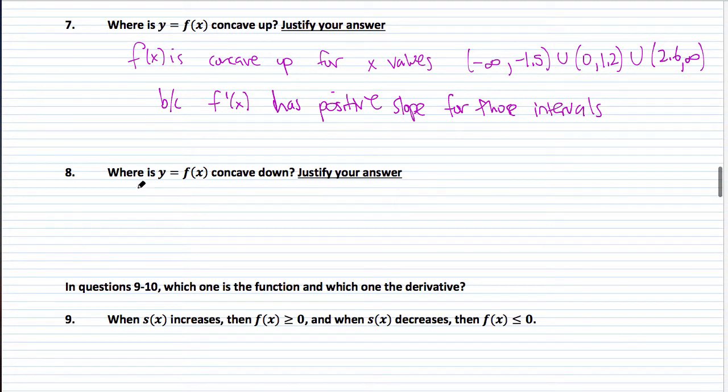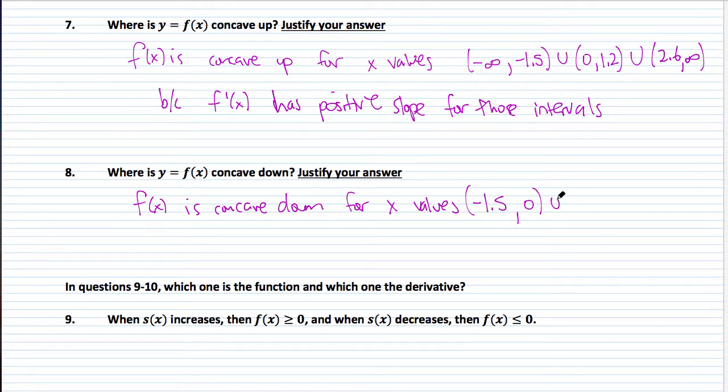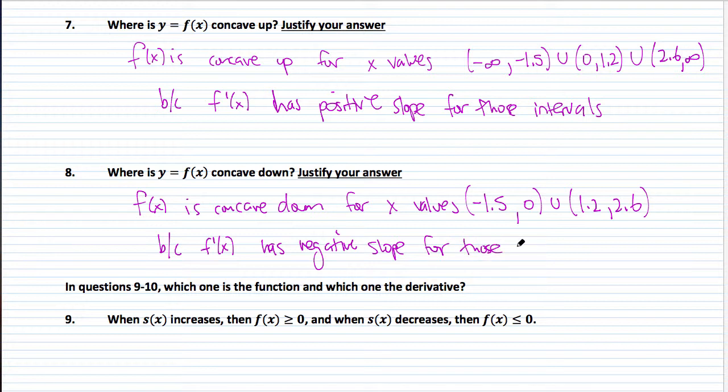And so when is it concave down? f of x is concave down for x values. It's actually going to be every other interval. So we'll say negative 1.5 to 0, union 1.2 to 2.6. Why is that? That's because f prime of x has negative slope for those intervals. And that's questions 4 through 8.